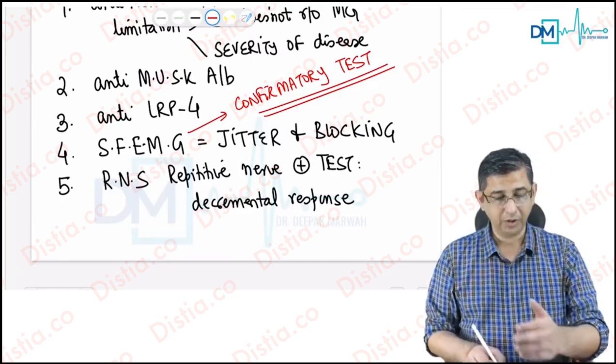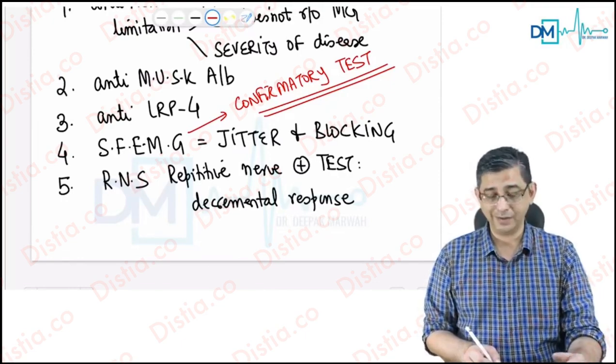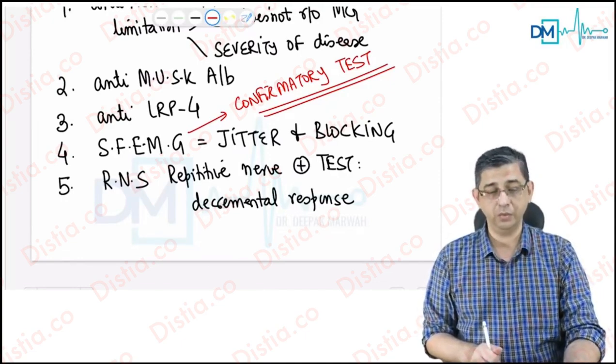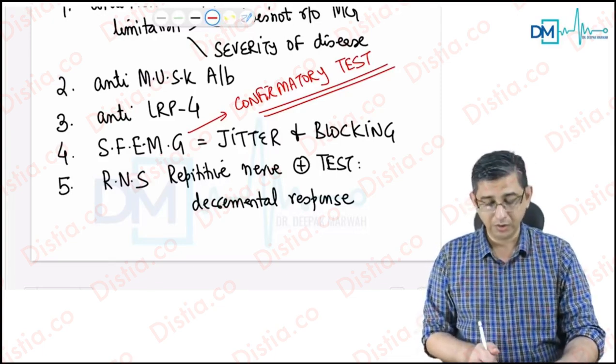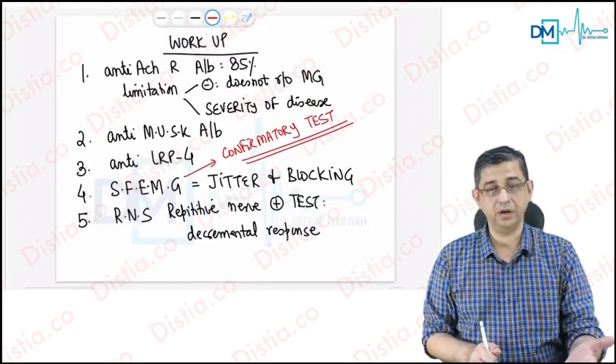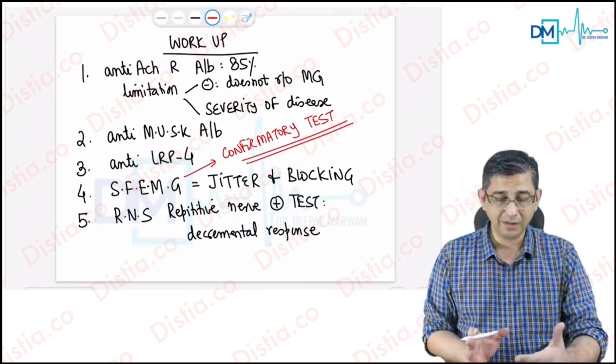So I would put it like this. When I used to teach 5 years ago, I used to teach your senior batches that the first test to be done for evaluation of myasthenia gravis is tensilon test or anticholinesterase test. But now you can see that I have not even mentioned the tensilon test or anticholinesterase test. Why? Because that's now a backup.